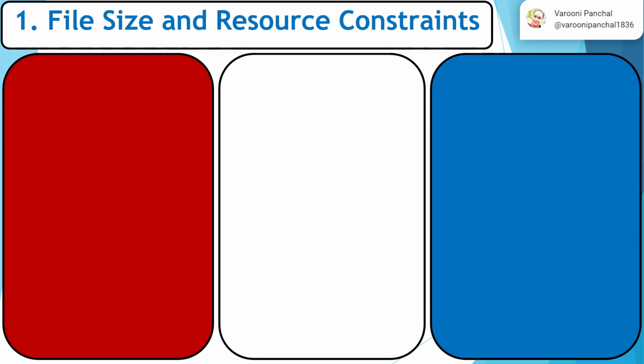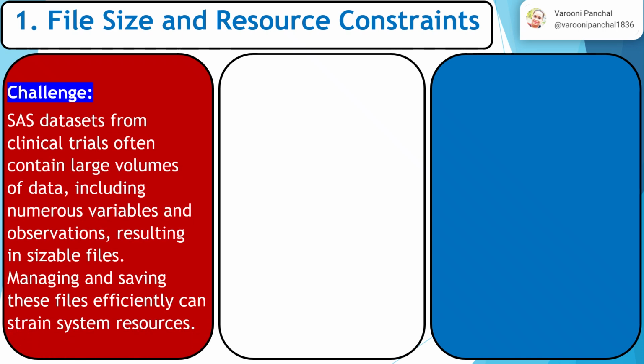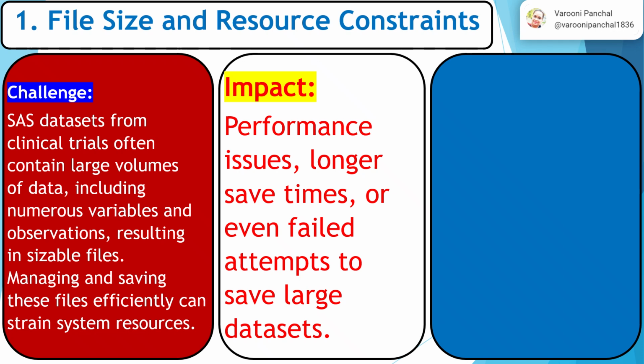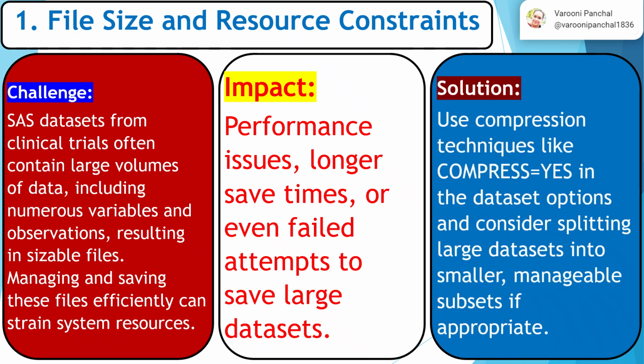Number 1. File size and resource constraints. Challenge. SAS datasets from clinical trials often contain large volumes of data, including numerous variables and observations, resulting in sizable files. Managing and saving these files efficiently can strain system resources. Impact. Performance issues, longer save times, or even failed attempts to save large datasets. Solution. Use compression techniques like compress equals yes in the dataset options, and consider splitting large datasets into smaller, manageable subsets if appropriate.